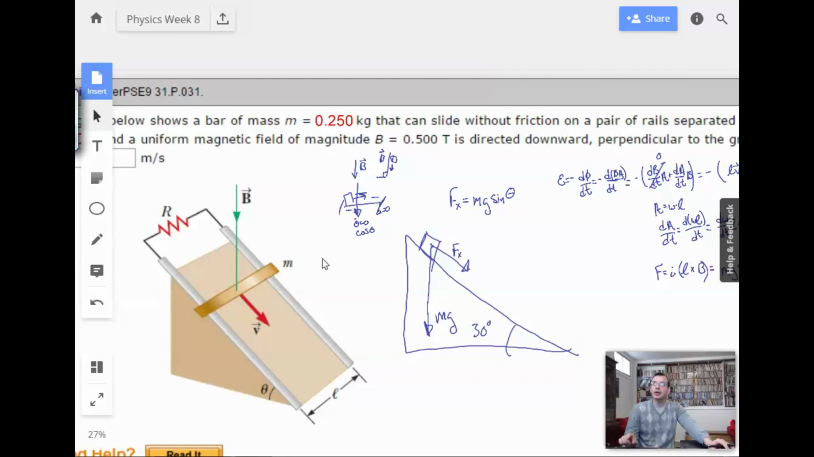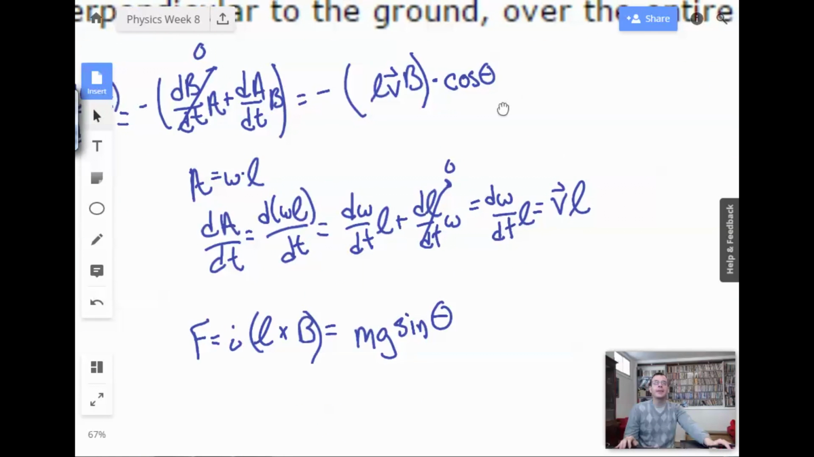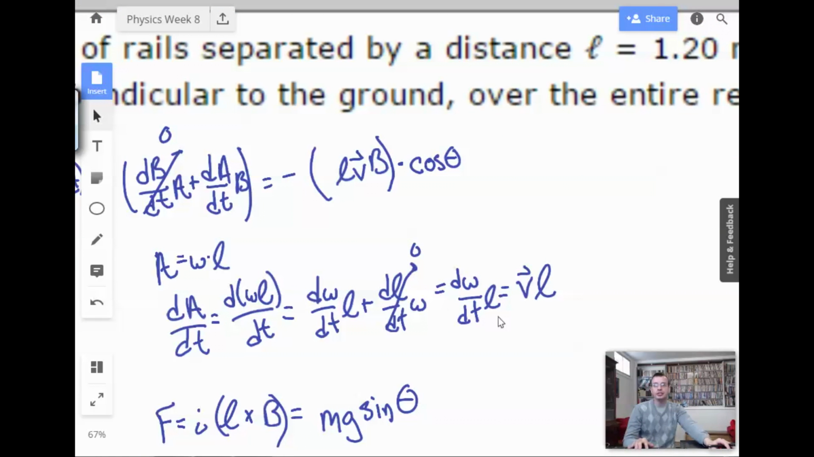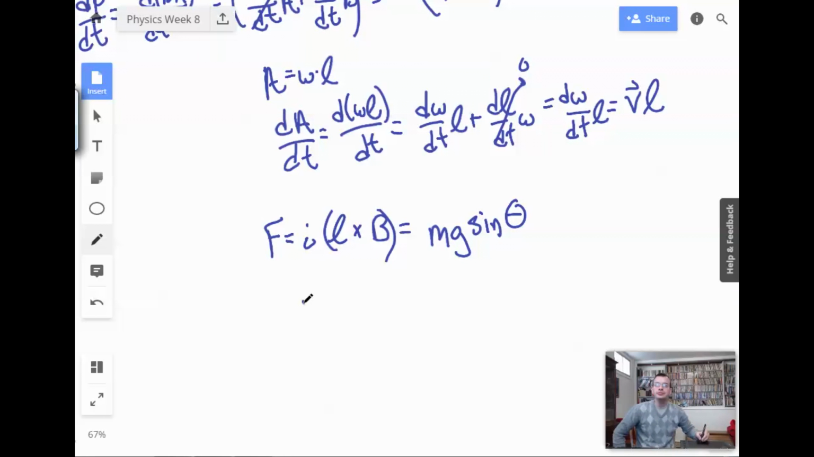Okay? And what are we trying to find? Speed. We're trying to find the velocity. Now we need to convert this current I. V equals IR, Ohm's law. Therefore, current equals V over R. I always have a hard time remembering this.